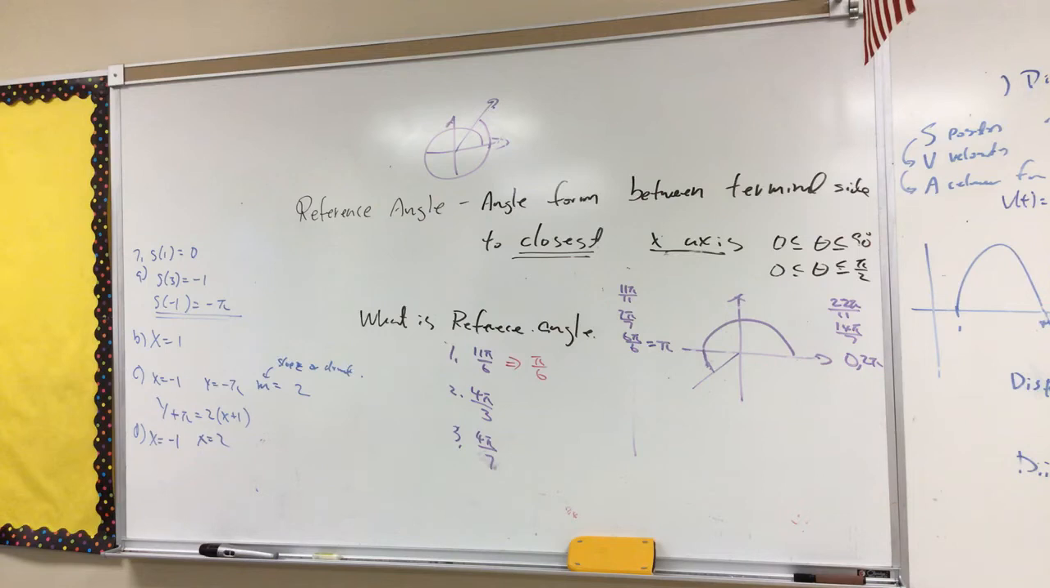3.5 pi over 7? 5 pi over 7? No. Half pi? Pi over 7. You gotta raise your hand to answer. What is it? 3 pi over 7? 3 pi over 7 is correct.